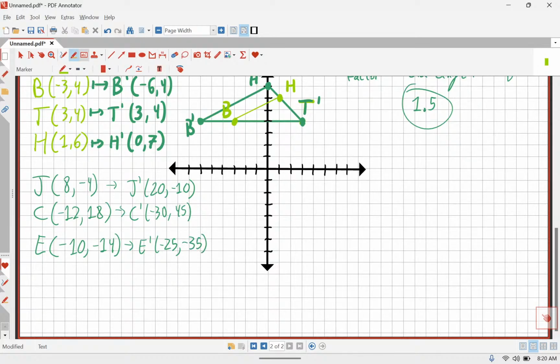I'm going to tell you I dilated this centered at the origin. So you tell me, what did I multiply these numbers by to get these numbers? Talk it out. Remember, the scale factor is the new divided by the old. New divided by the old. Give it a try and teach.